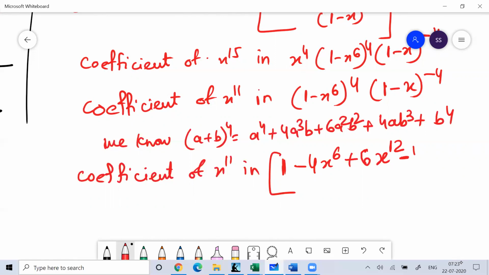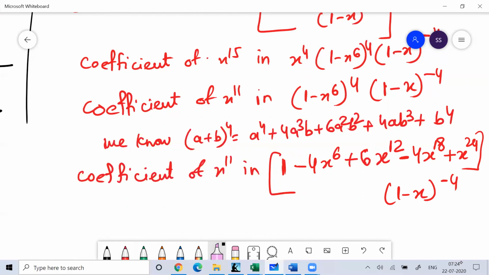Then minus 4ab cube. b cube is x to the power 18. Okay, then plus b to the power 4, which means x to the power 24, into (1 minus x) to the power minus 4. So this you need to search. Now here I'm looking for the coefficient of x to the power 11.